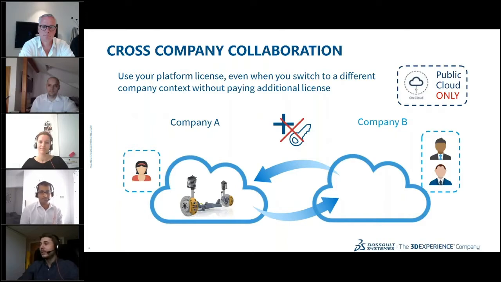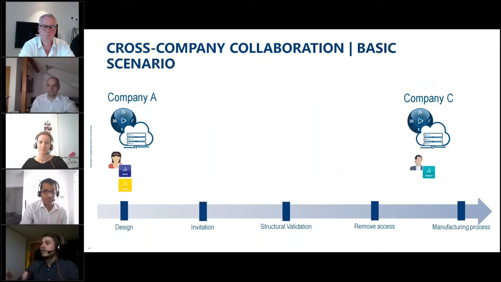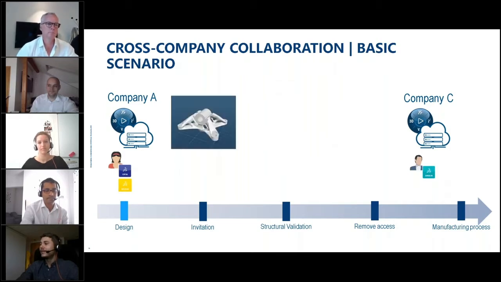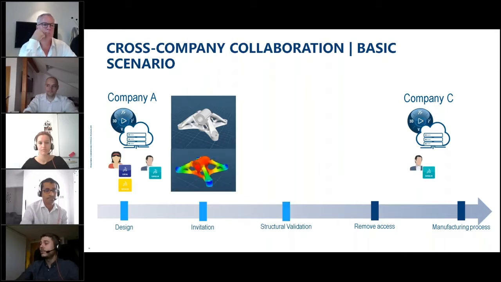Next is a quick animation to illustrate how it works. On the left side, we have company A. They will do an initial design using their design applications. Then they will invite someone from company C to do a structural validation. The invitation is just a simple email that you send to someone. Then the structural validation will be done on company A's tenant.